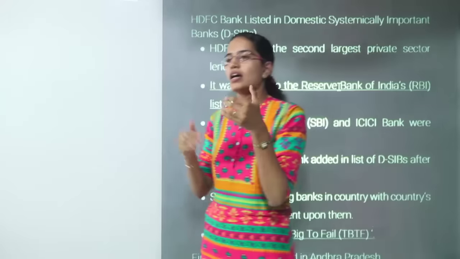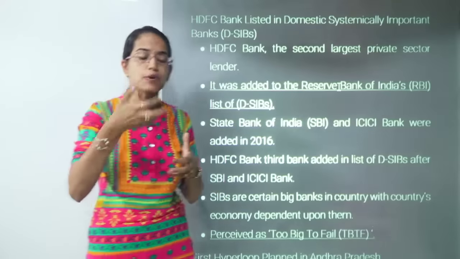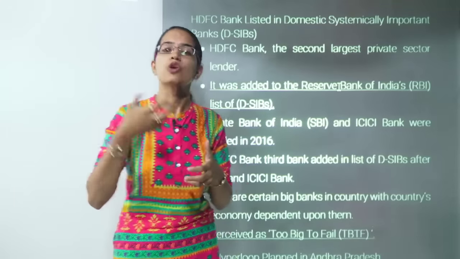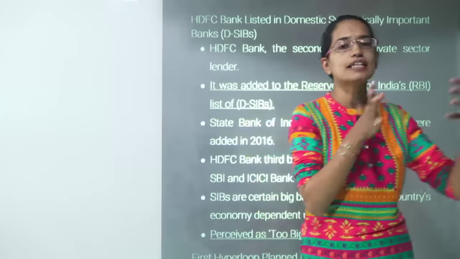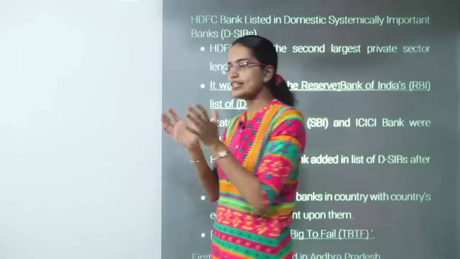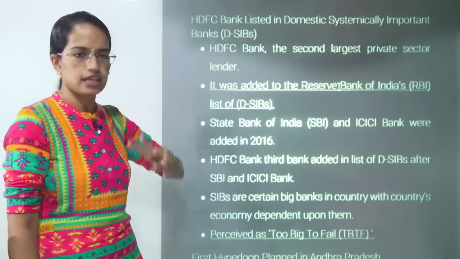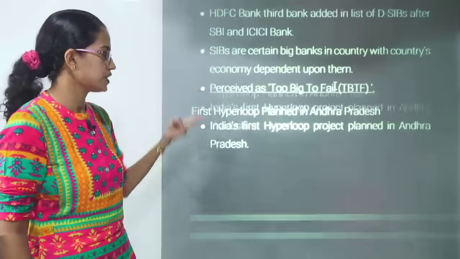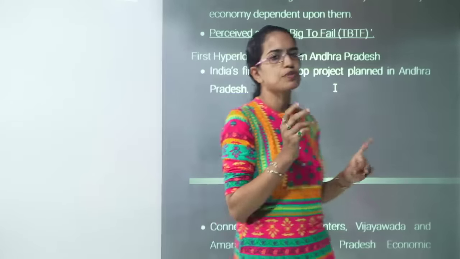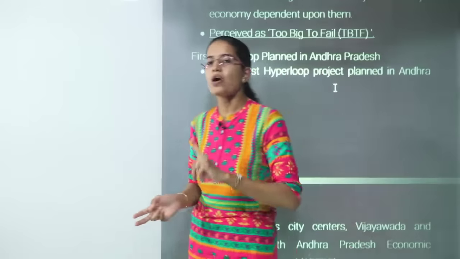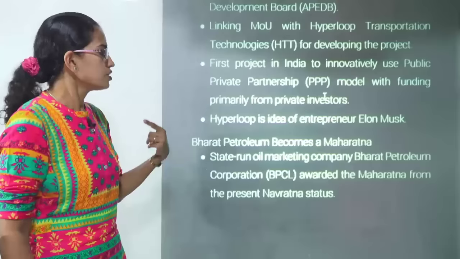That means these banks are so important that the government is protecting these banks so that they should not fail, and if they fail there would be a condition like what happened in America. So that needs to be checked, and for that you have the D-SIBs that have been declared, 3 banks that are important, and HDFC has been recently added. Hyperloop has been planned in Andhra Pradesh between Amravati and Vijayawada. It's important in terms of economic relations between the two regions.